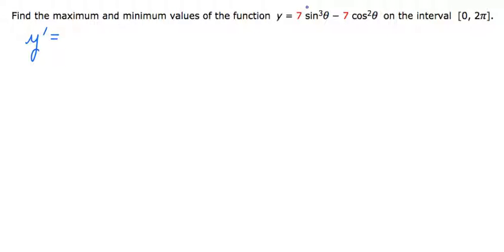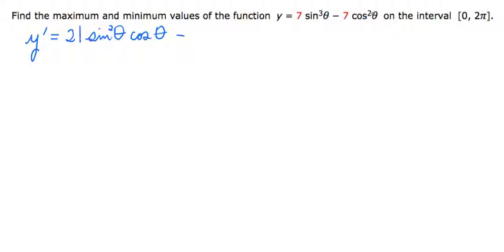So this means 7 times sine of theta cubed. So sine of theta is an inside function being raised to the power of 3. So when we differentiate sine cubed theta, we bring the 3 down and multiply it times the 7 to get 21. We have sine of theta all being squared times the derivative of sine theta by the chain rule, which is cosine theta, minus the derivative of 7 times cosine squared theta.